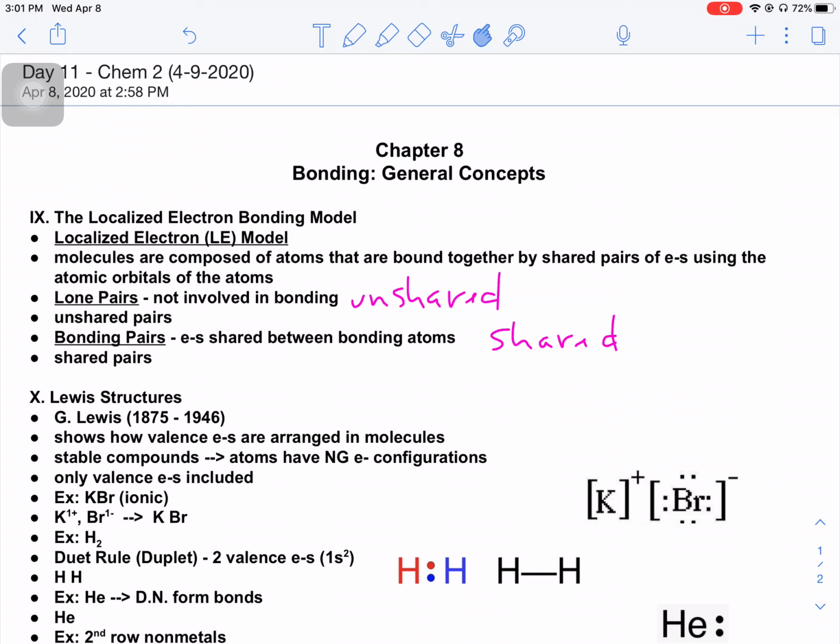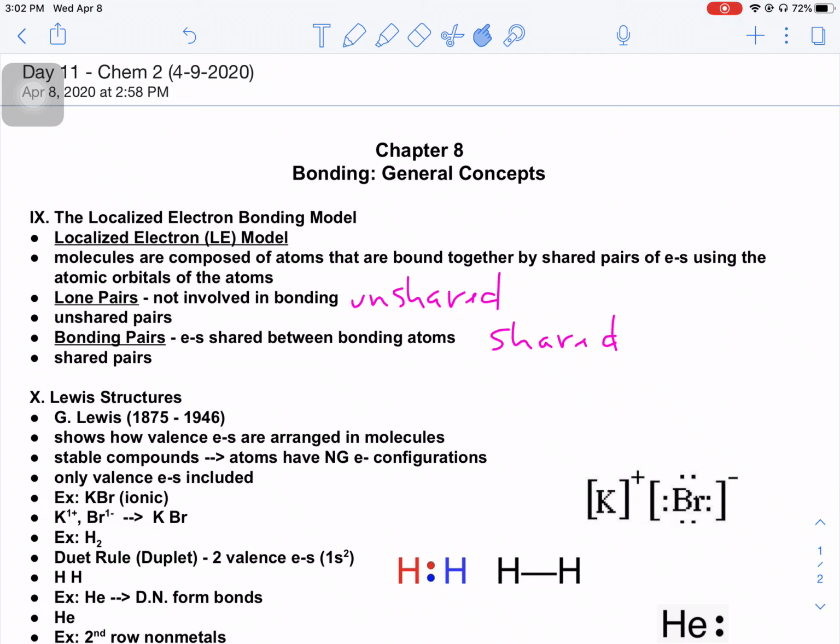All right, moving on to Lewis structures. Basically, Gilbert Lewis was given credit for having discovered the covalent bond, and he does these little dots around the symbols of the atoms, and these dots represent valence electrons. And the nice thing about this is it gives us an idea of how many bonds they will want to form, how many additional electrons they need.